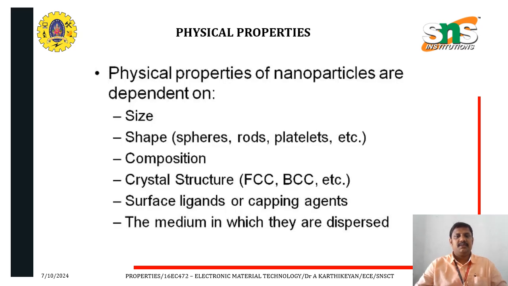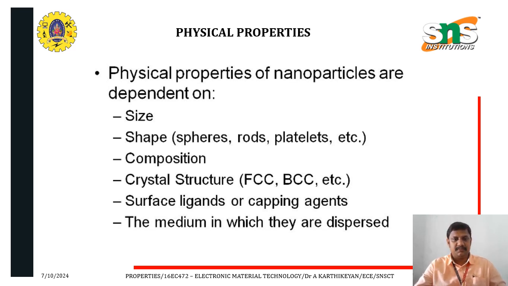And the physical properties mainly depend on the size, shape, composition, crystal structure, and the surface, like ligands or capping agents, and the medium in which it is dispersed. These are all the main parameters for the physical properties. In that, the shape may be spheres, rods, plates, platelets, etc. And the size also may be small or bigger, maybe very small, so it may be a tiny one. The size is also very important.